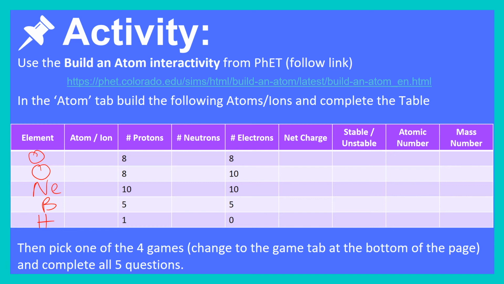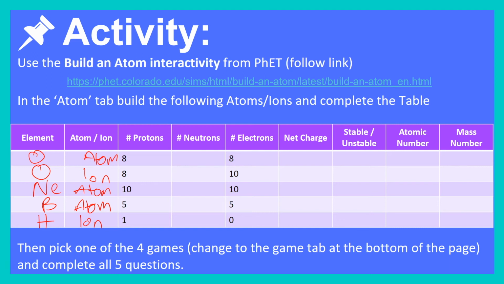Okay, you can also determine whether it's an atom or an ion. What you need to do there is look at the number of protons and number of electrons. If they're the same, it's an atom. So we can say that this first one is an atom. The next one is different, so it must be an ion. Neon, they're both the same, so atom. Boron, they're the same, atom. And finally hydrogen, they're different, so this is an ion. Okay, so everyone should have gotten that the same.